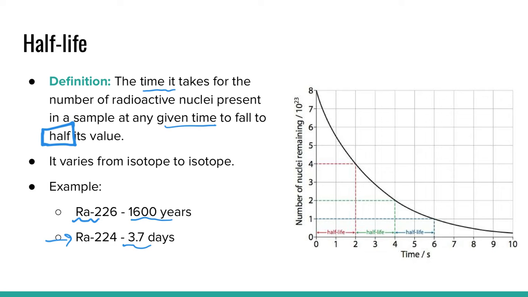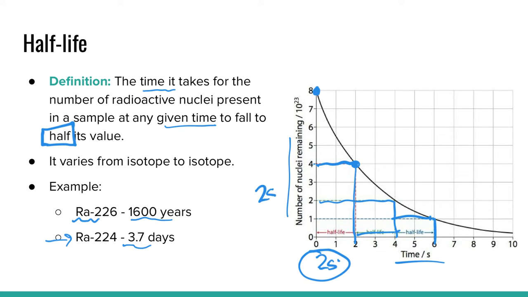In the graph showing here, we've got number of nuclei remaining versus time. This particular reaction, if we're starting at 8 in terms of our nuclei remaining, going down to 4, which is half of its value, takes 2 seconds. So the half-life from this reaction is 2 seconds. If we go down from 4 down to 2, that's another 2 seconds. And then 2 down to 1 is another 2 seconds. So the half-life for this particular graph is 2 seconds long.